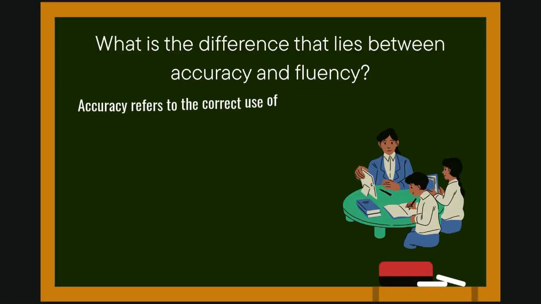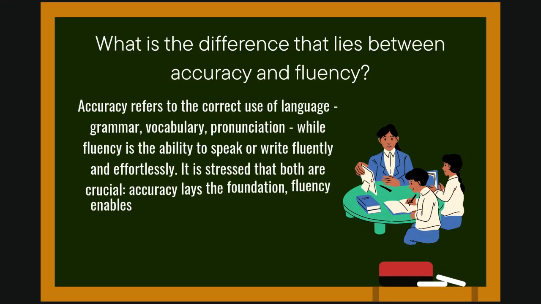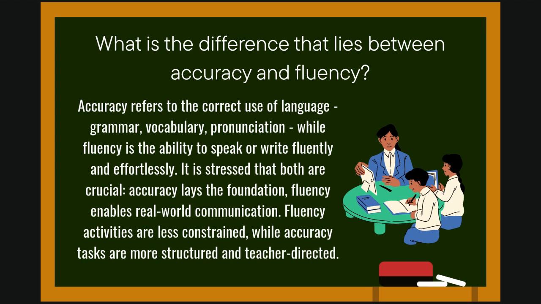What is the difference between accuracy and fluency? Well, accuracy refers to correct language use, like grammar, vocabulary, and pronunciation, while fluency is the ability to speak or write smoothly and effortlessly. This insists that both are crucial, but accuracy builds the foundation and fluency enables real-world communication. Fluency activities are less constrained, whereas accuracy tasks are more structured and teacher-led.